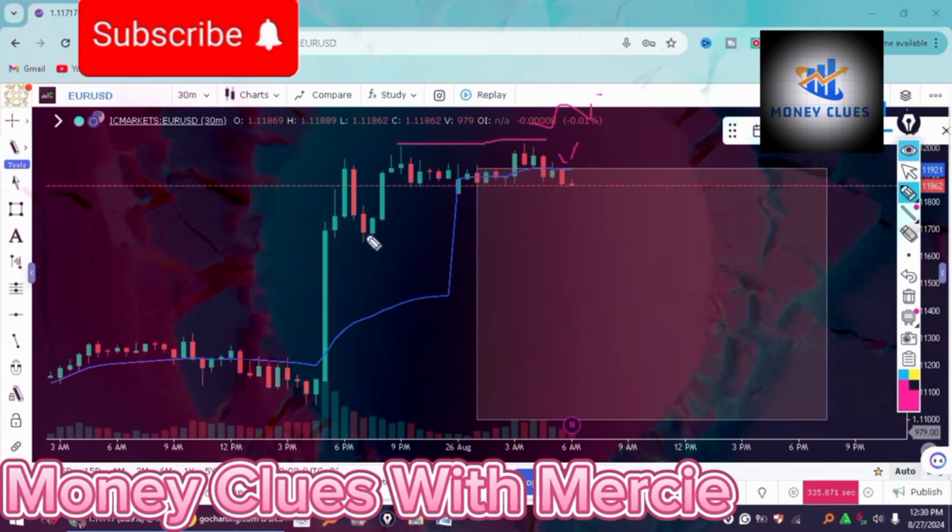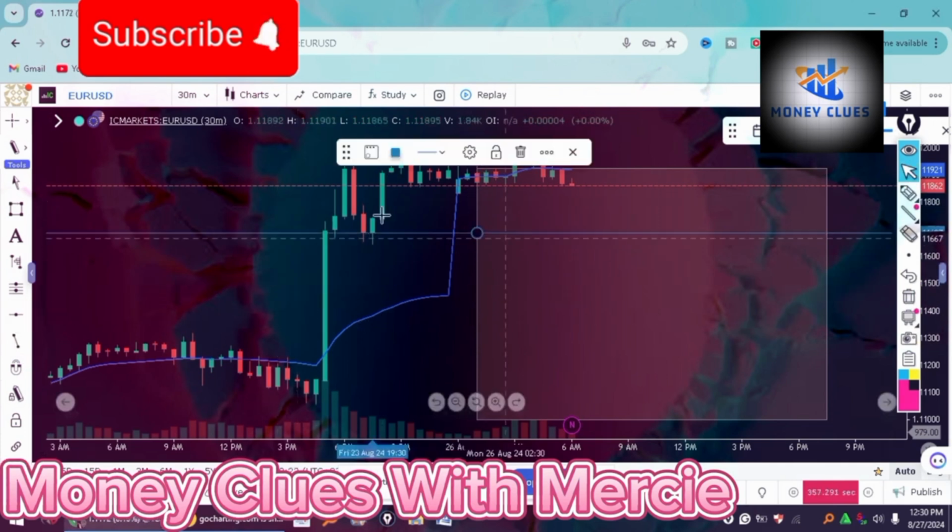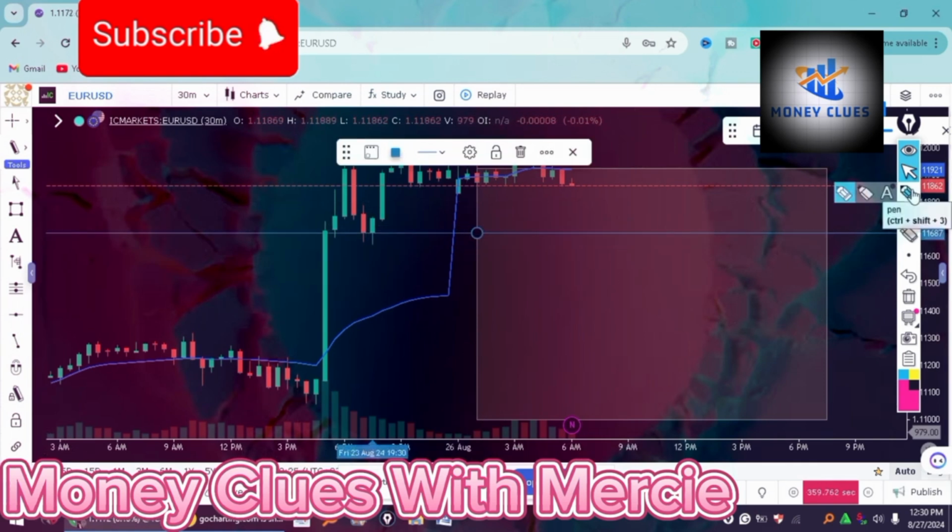As well, we'll be paying attention on this structure level right here. Let me draw it in a manner that we're gonna see. We're going to be looking at this level over here, and basically if it happens to break this level here, we'll be very privileged to target this level over here.